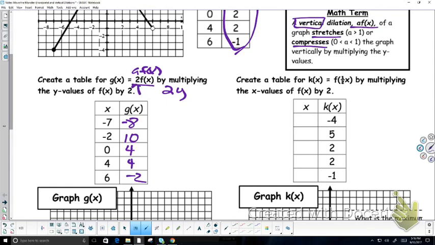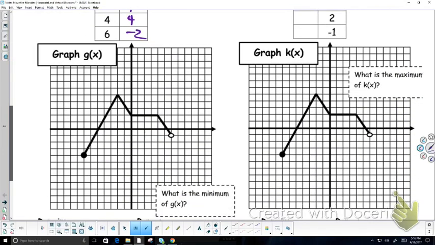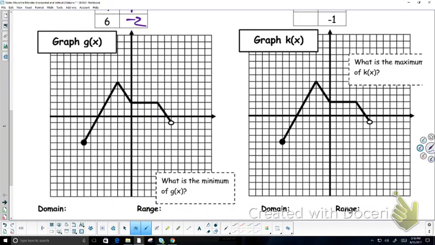Remembering, once again, it's an outsider, so it's going to mess with your graph vertically. And since it's an outsider, remember, insiders lie, outsiders are the good guys, right? So the good guys do exactly what they say they're going to do. So now let's take a look at this graph. We're going to create a g of x that is 2 f of x.